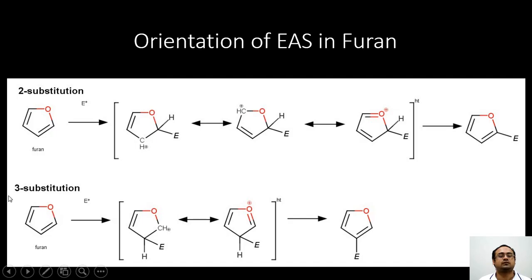But when we consider the 3 substitution on the furan, stable structures are possible, but only 2 resonance structures can be drawn, which can contribute to the stability of the resonance hybrid, and therefore substitution at the 3rd position is less favored, because it is being stabilized by a smaller number of structures.